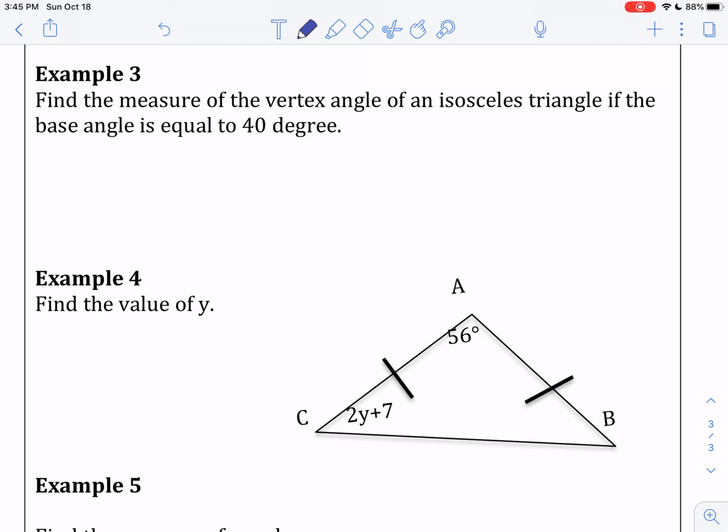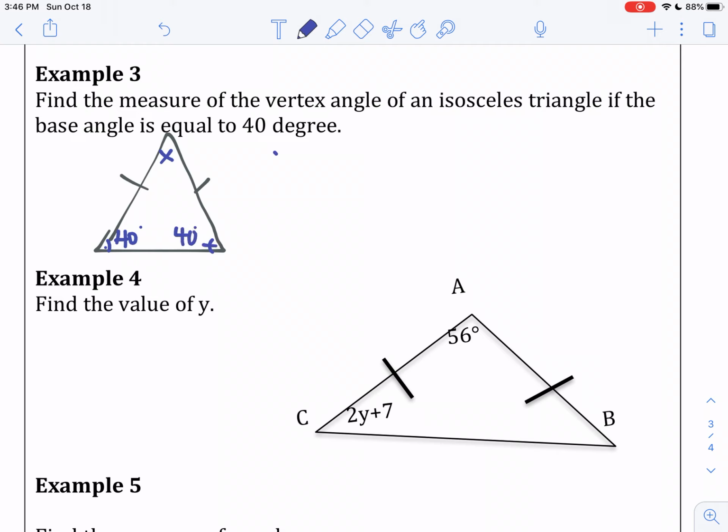Okay, so hopefully you had a chance to pause the video, and now let's go through and compare and see how we did. It says find the measure of the vertex angle of an isosceles triangle if the base angle is equal to 40 degrees. So I'm going to start by drawing out my triangle. Okay, I know it's isosceles, so I'm going to mark in two congruent angles. It says we're looking for the measure of that vertex angle. The vertex angle is hanging out up here in between my equal sides. We know a base angle is equal to 40 degrees. And I know the base angles in an isosceles triangle are congruent.